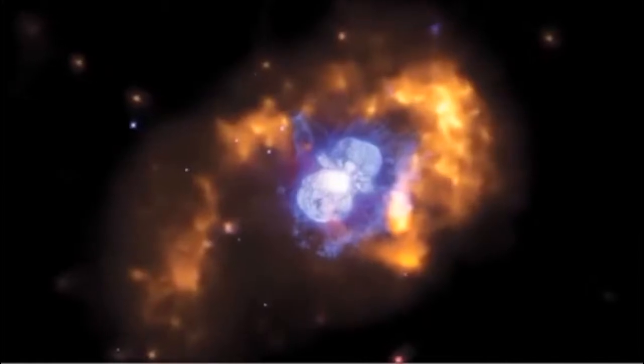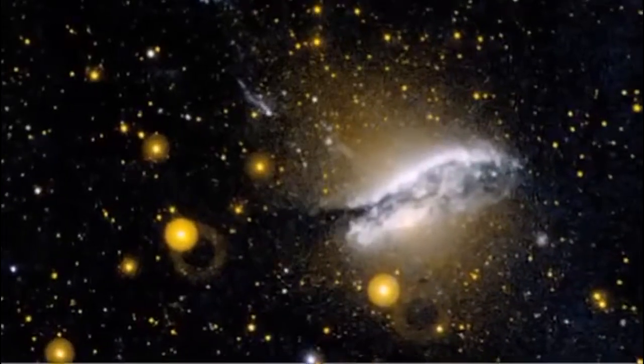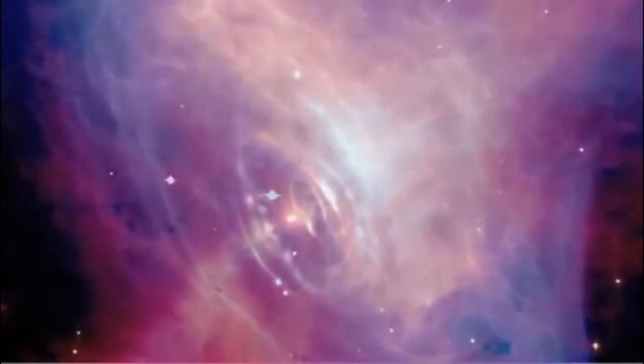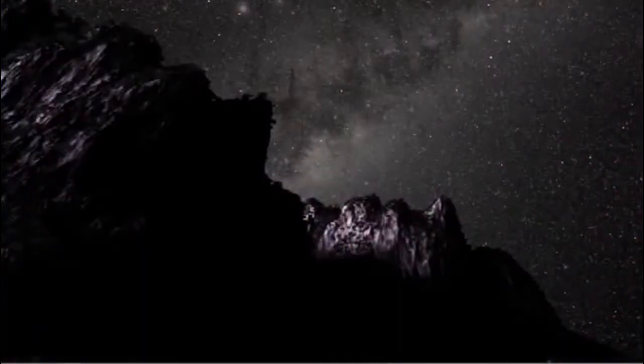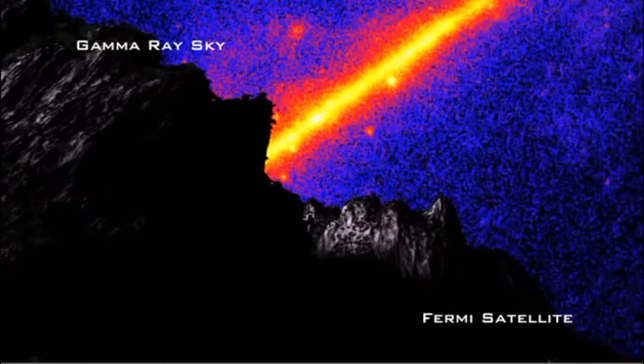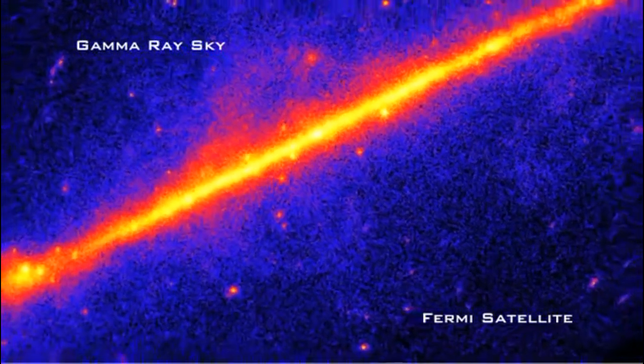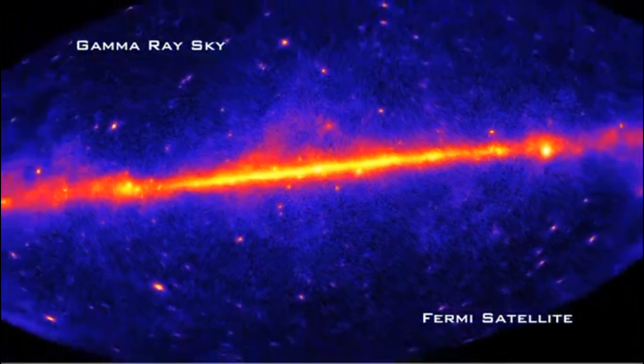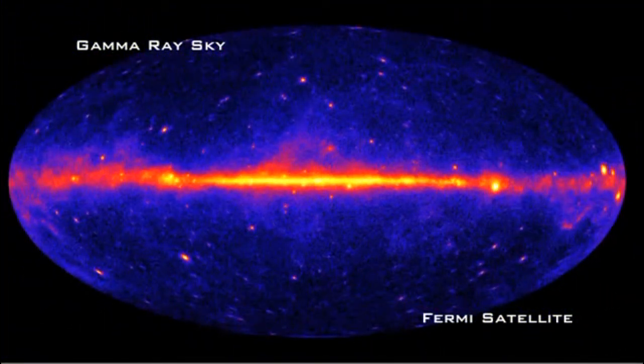Gamma rays stream from stars, supernovas, black holes, and pulsars to wash our sky with gamma ray light. NASA's Fermi Gamma Ray Space Telescope imaged the location of these sources, mapping out the Milky Way galaxy by creating a full 360-degree view of the galaxy from our perspective here on Earth.